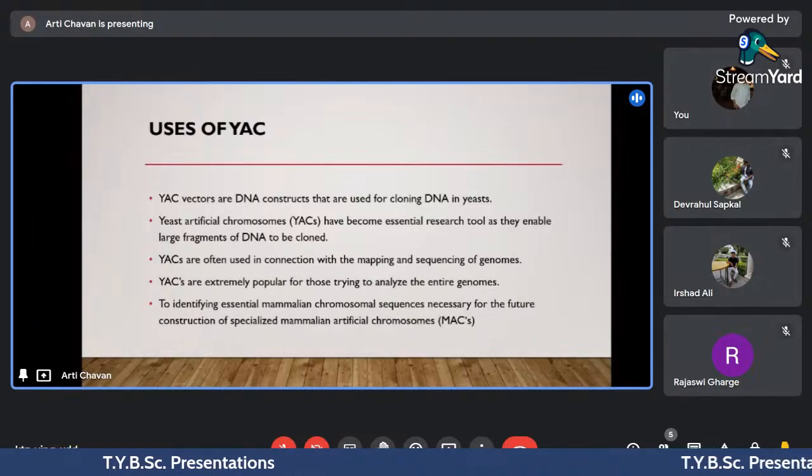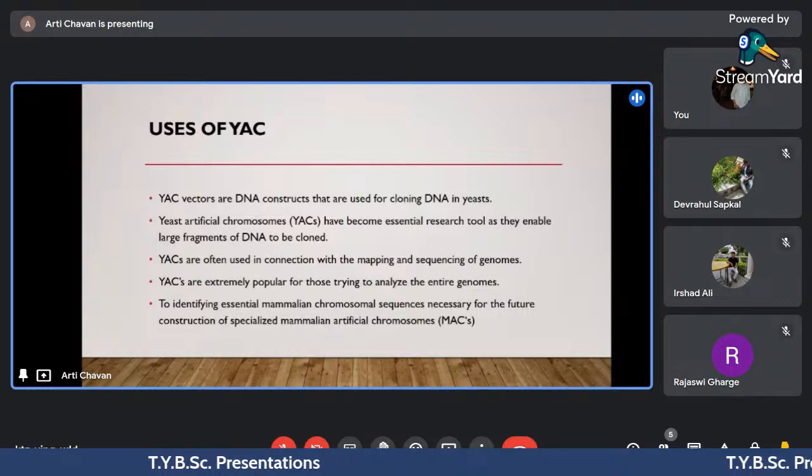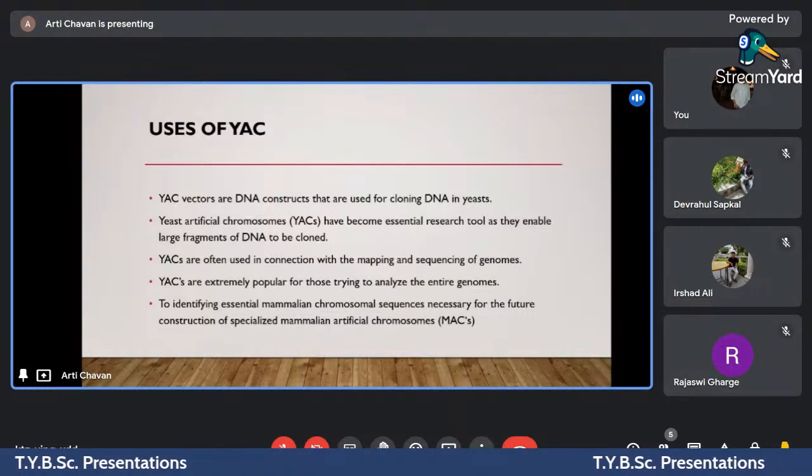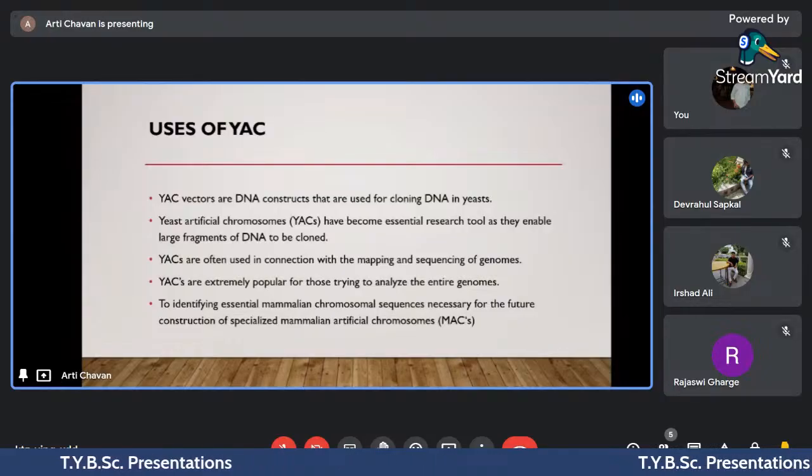Yeast artificial chromosomes are extremely popular for those trying to analyze the entire genome to identify essential mammalian chromosome sequences necessary for the future construction of specialized mammalian artificial chromosomes. They are also used in the human genome project.